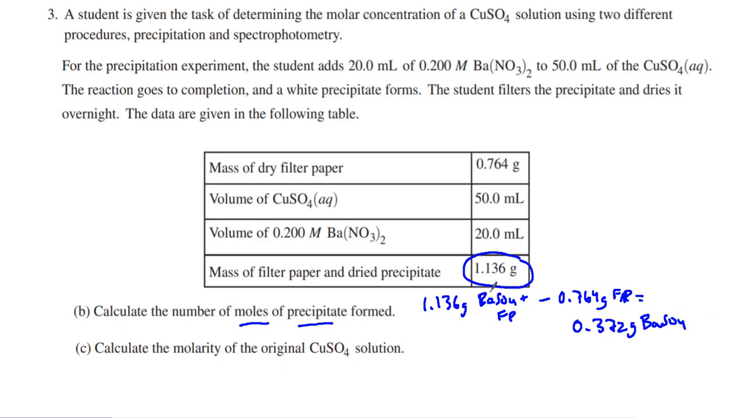Remember, if they give you a bunch of different values, you're always taking the one at the bottom because that's the one that is dried the most. But that's just grams.